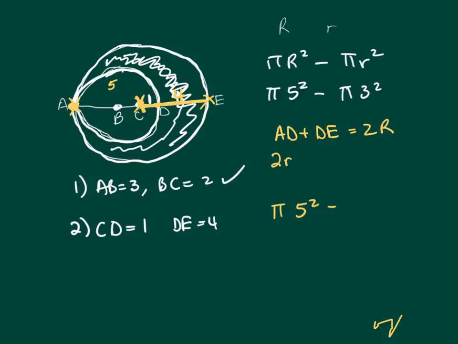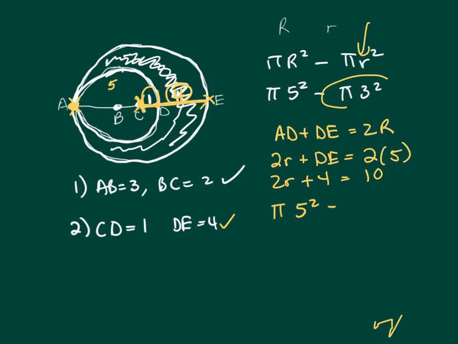So 2 little r plus DE equals 2 times, what's the big radius? The big radius is 1 plus 4, which is 5. So that equals 2 times 5. And do we know what DE is? DE is 4. We can plug that in. So 2r plus 4, because that's the clue, equals 10. You could solve this equation for r and plug that in here. It gives you 2r equals 6, r equals 3. So it'd be minus pi 3 squared. So both clues work.